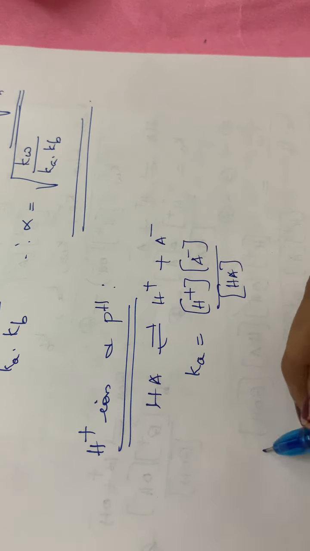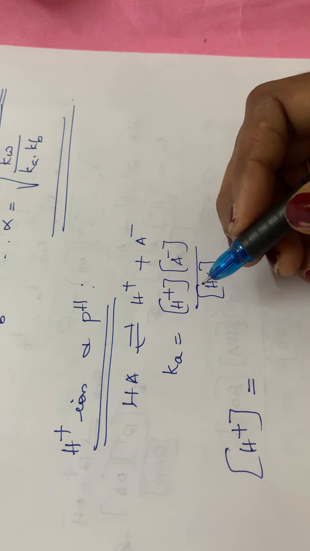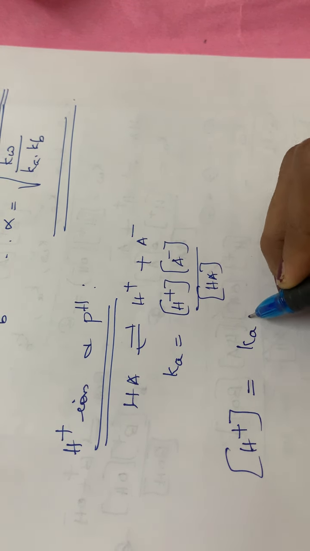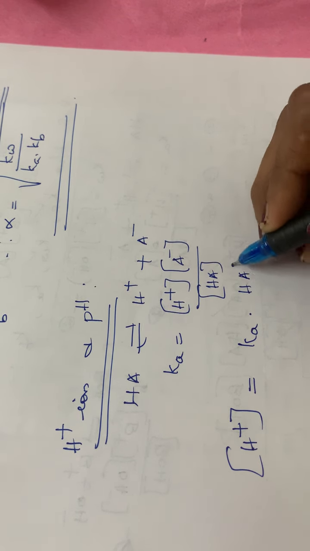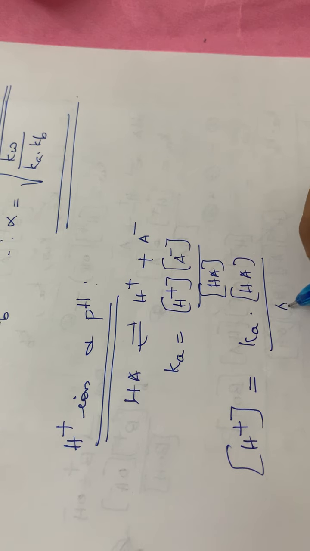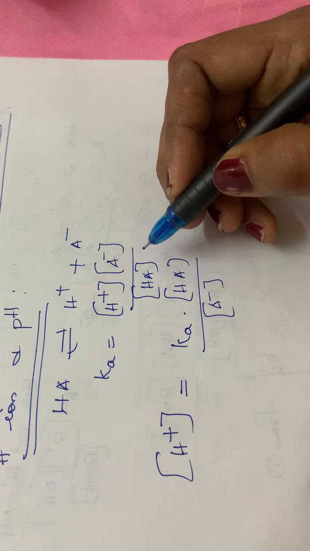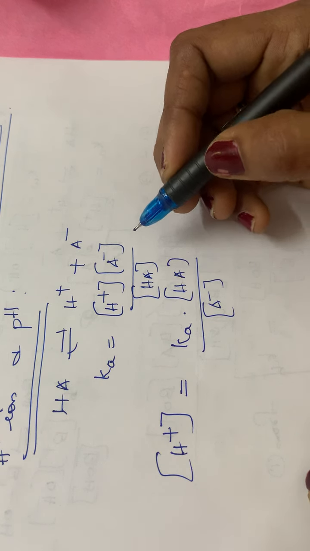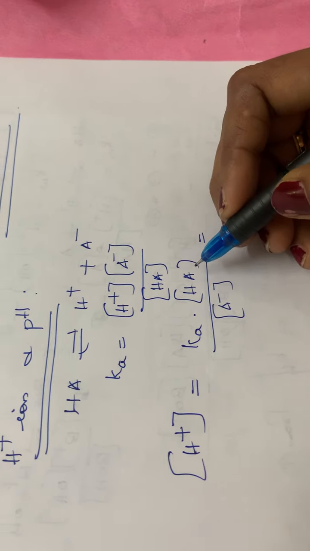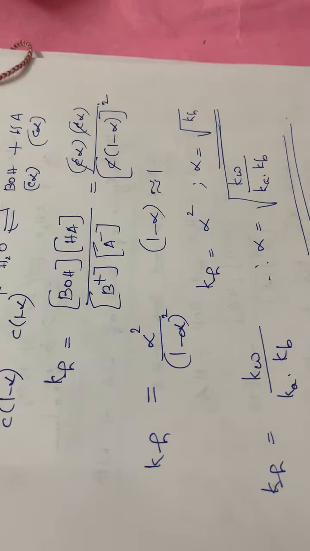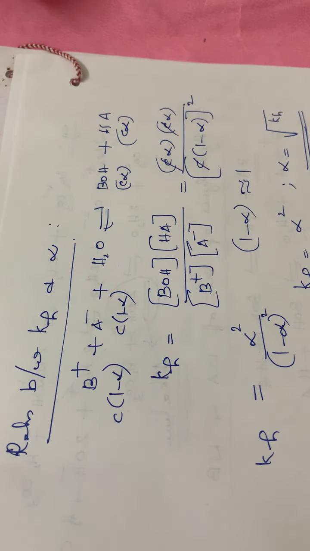So from this equation we can write H plus ion concentration. H plus ion concentration is equal to Ka into concentration of HA divided by A minus, isn't it? Again, this will be equal to... what is the concentration of HA? HA is equal to C alpha, and A minus is equal to C into 1 minus alpha.